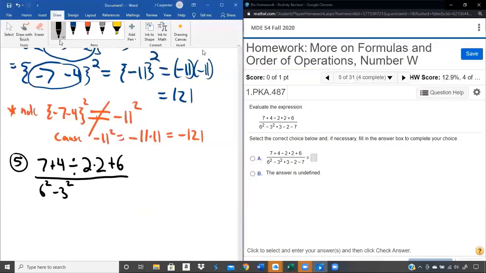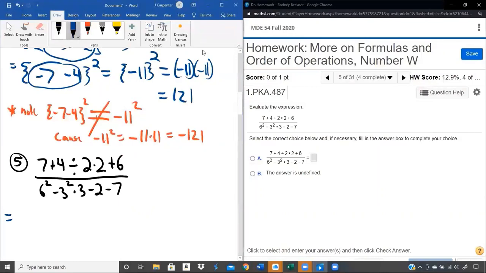6² - 3² then times a 3, -2 - 7. Let's make sure we got all that right. I know I made a mistake translating, or maybe in a second step last class or two classes ago. 7 + 4 / 2 × 2 + 6. 6² - 3² × 3 - 2 - 7. Cool.